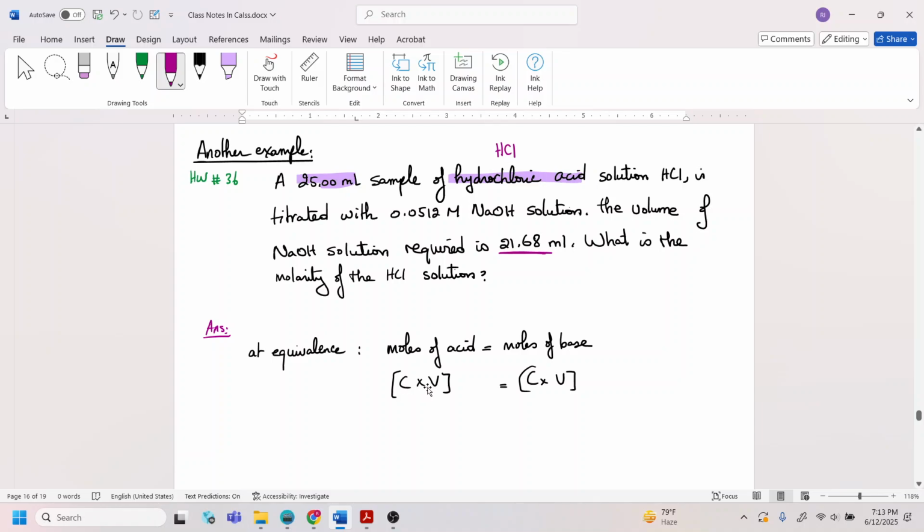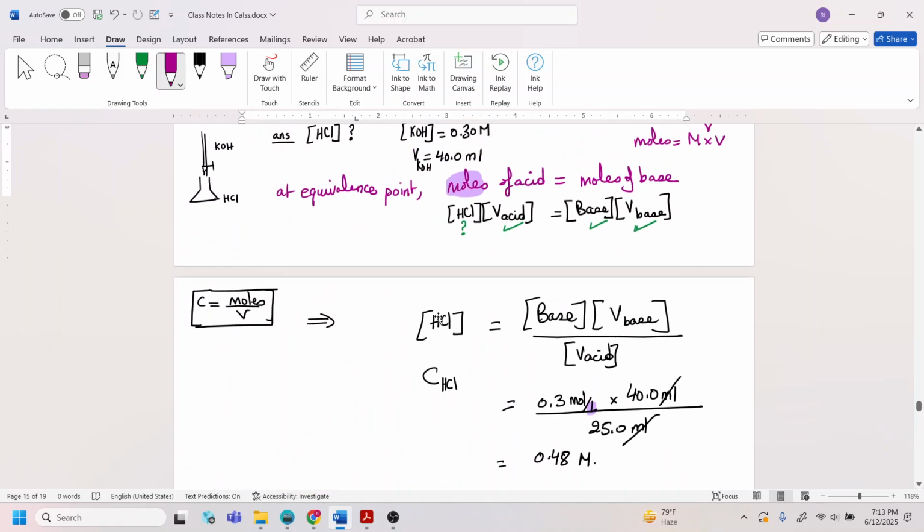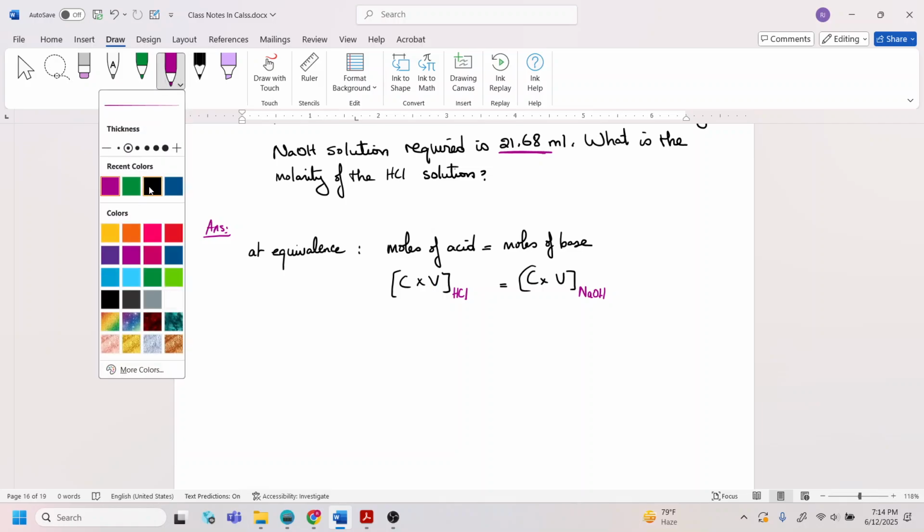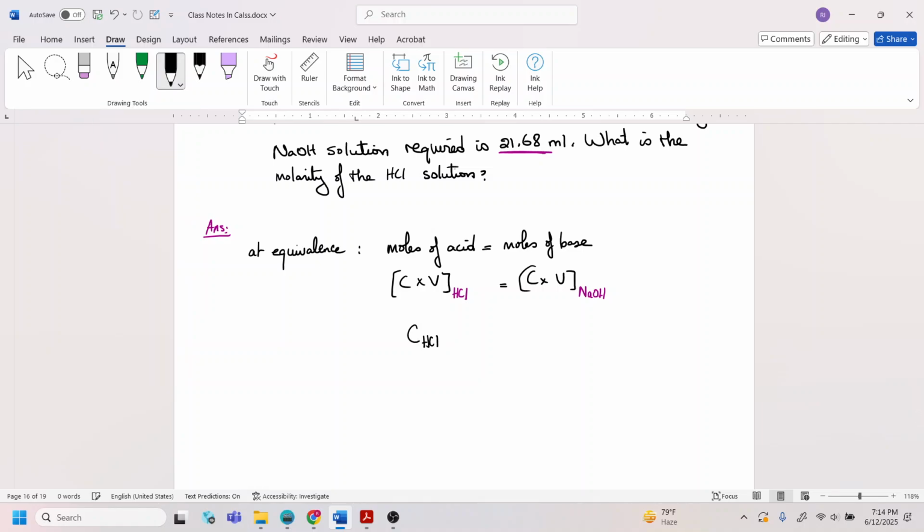So it's the concentration of the acid times the volume. You can write the concentration as a C, or you can write the concentration like this. It's just the same idea. This is going to be for the acid, so we're going to put both of those for HCl and both of those for NaOH. What you need is the concentration of the HCl. So let's put the equation: concentration of the HCl is equal to the concentration of the NaOH multiplied by the volume of NaOH, and then divided by the volume of the HCl. You have everything in there.